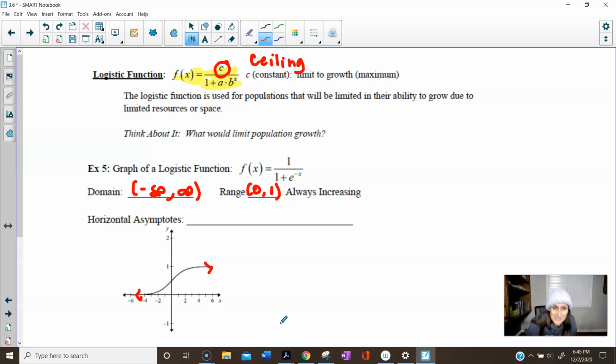So the horizontal asymptote is going to be y equals 0. That's this bottom one. And y equals 1 is the top one. And I have no idea why my board is freaking out, but I think that text will be just fine.